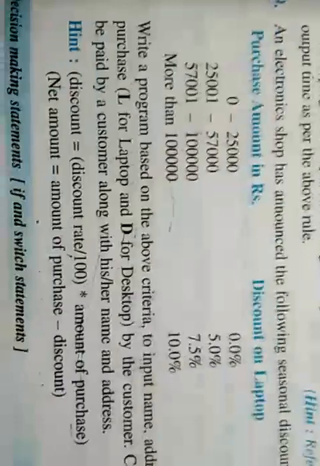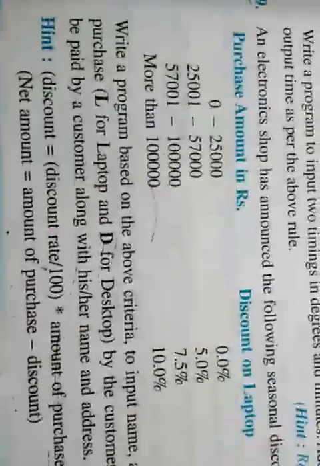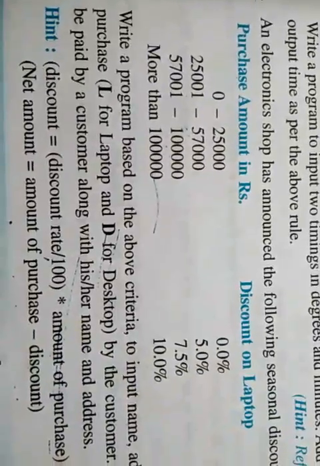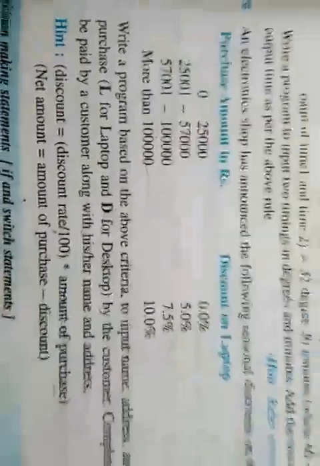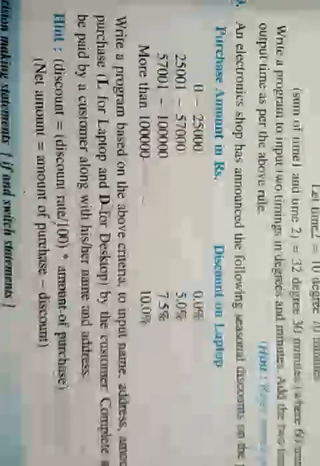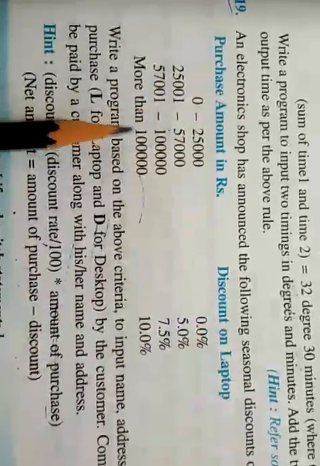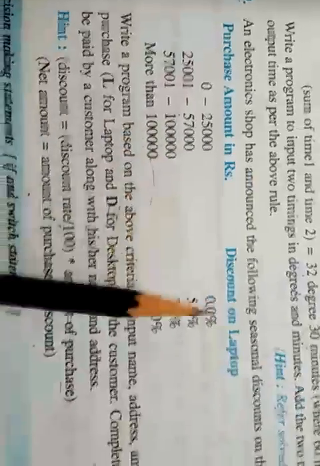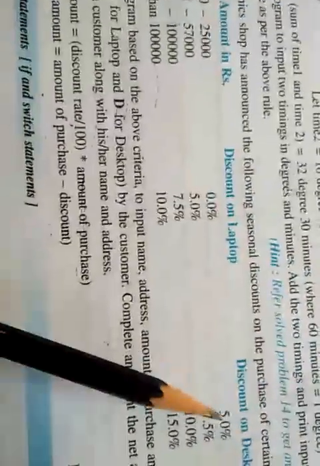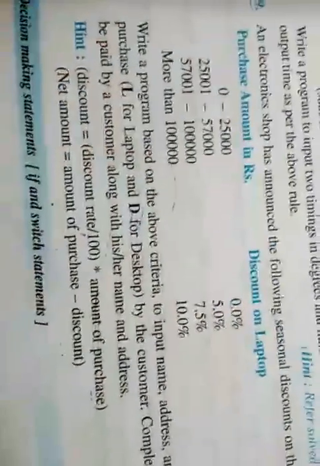So this is the question number 19. An electronic shop has announced the following seasonal discount on the purchase. So if the purchase amount is within this range, the discount on the laptop is this and the discount on the desktop is this. So what is the program?